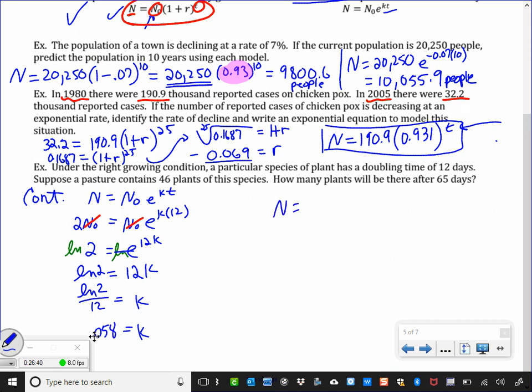N equals N0. Right now, it says I had 46 plants. e to the k, my k is 0.058. It's positive because these things are doubling and increasing. And my time, it says 65 days. So you put that in your calculator, and you will come up with 1,995.5 plants. So that's quite a bit.